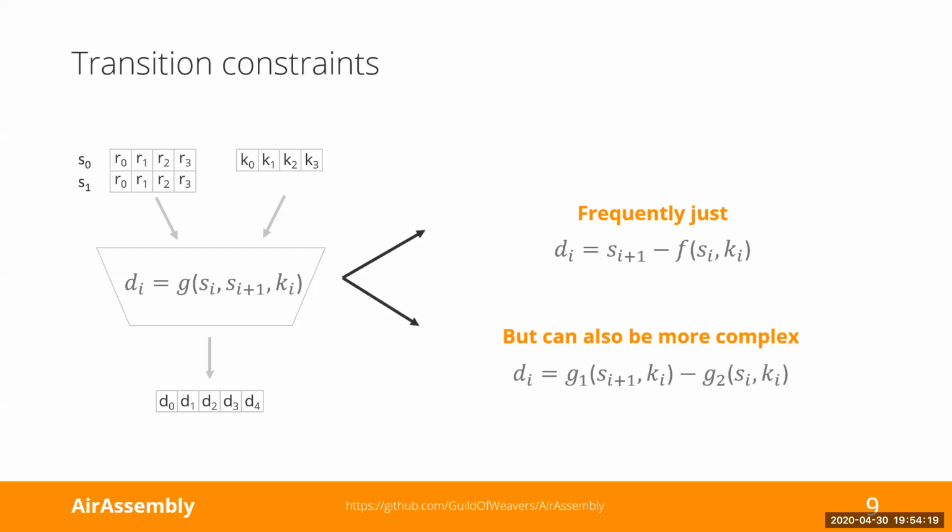But you can actually make things more complicated. You can apply different functions, like let's say you apply a function to the current state and apply a different function to the next state, and then you subtract one from the other to get constraint evaluations. And in fact, for example, in the rescue hash function, they are using more complicated definitions of the transition constraint, where the function is not as simple as just subtracting the application of a transition function to the first state from the second state.